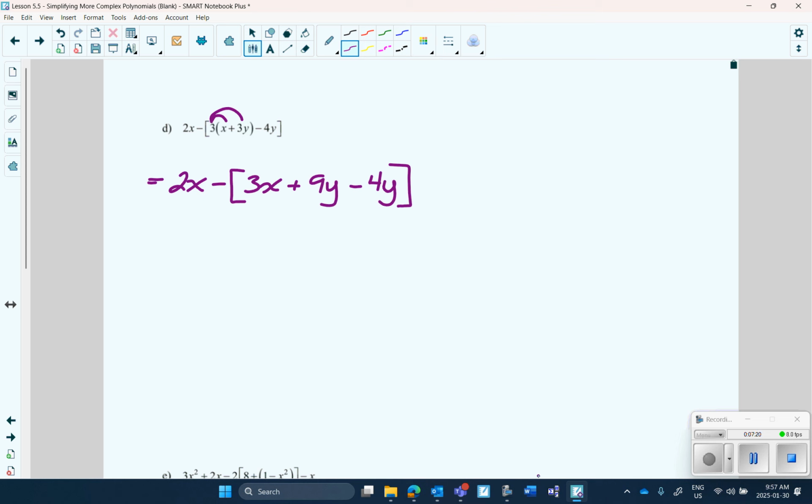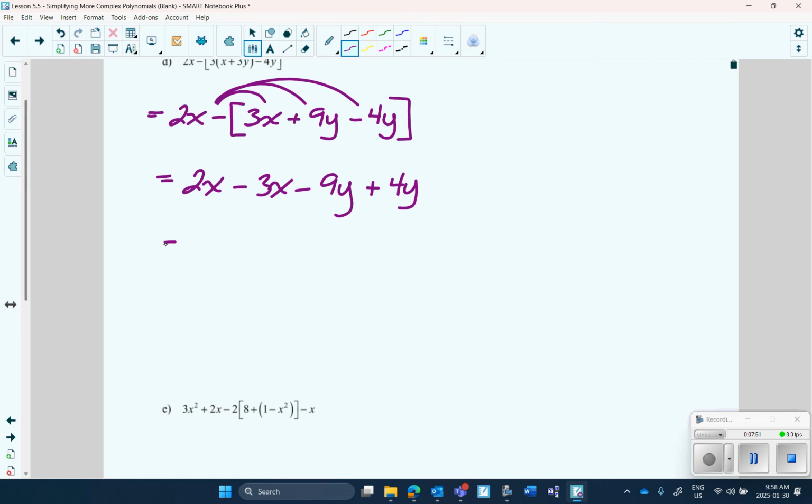Next step, take out the brackets by subtracting everything inside. So I get 2x. Anybody? Subtract 3x. Subtract 9y plus 4y. Yes. And now we're collecting like terms. 2x subtract 3x. Negative x or negative 1x. Negative 9y plus 4y. Negative 5y.